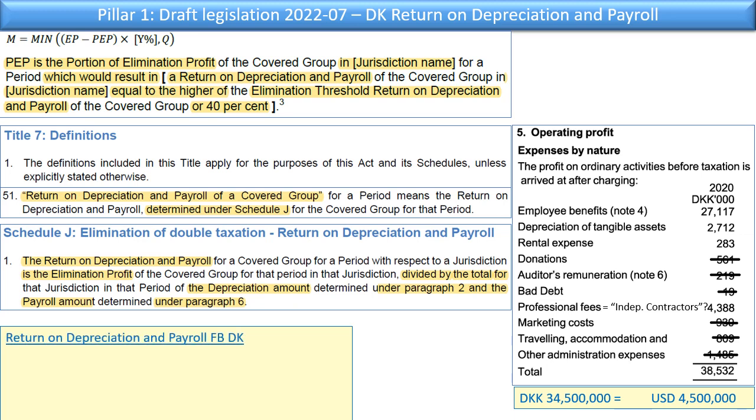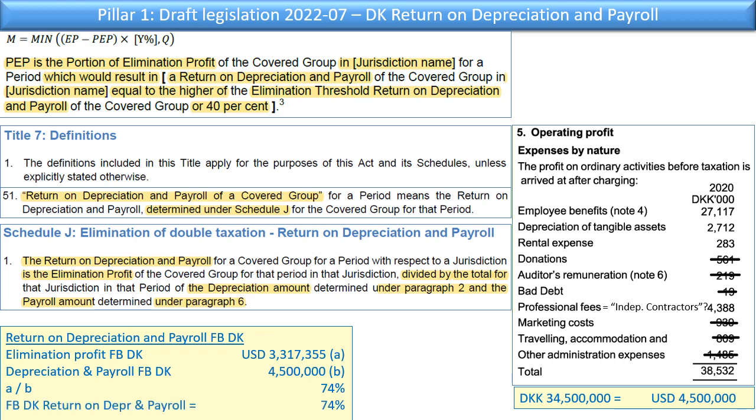So if we now calculate our return on depreciation and payroll for Facebook Denmark, it is the elimination profit, which is 3.3 million, divided by the depreciation and payroll, which is 4.5 million, and then you divide A by B as I understand the text, and that gives us 74%. And I'm in doubt about this number, but I think it may also be correct, and I'll show you why I say that when we get to how we eliminate double tax. To me, there was nothing intuitive about this formula, but that is what it is.